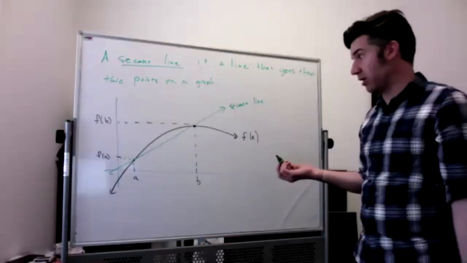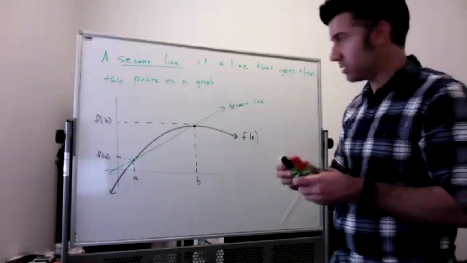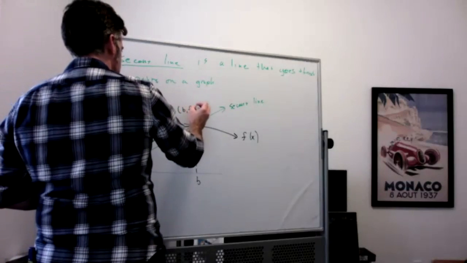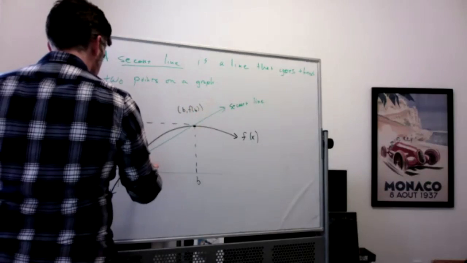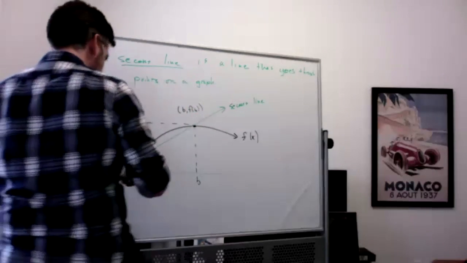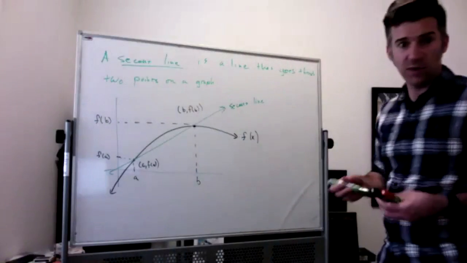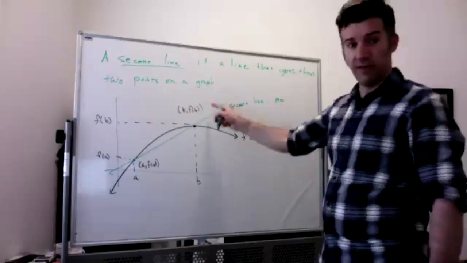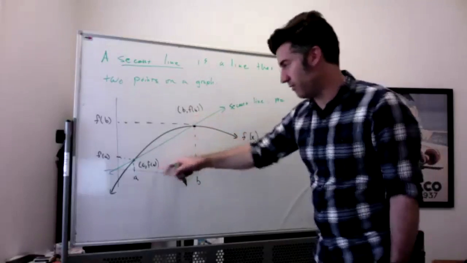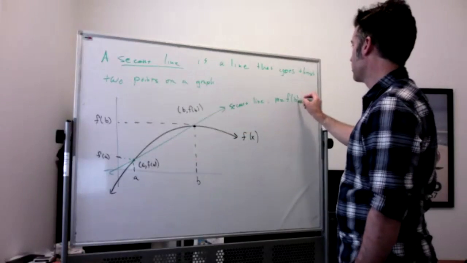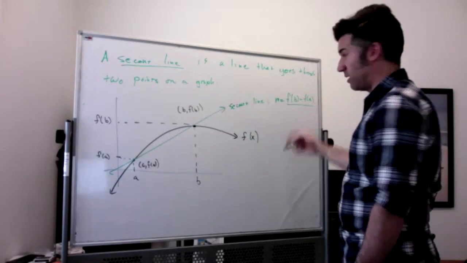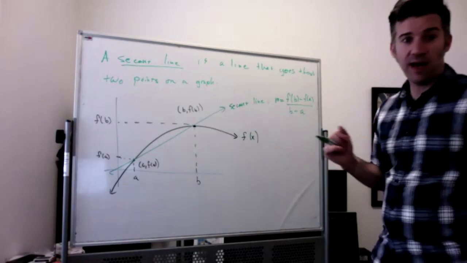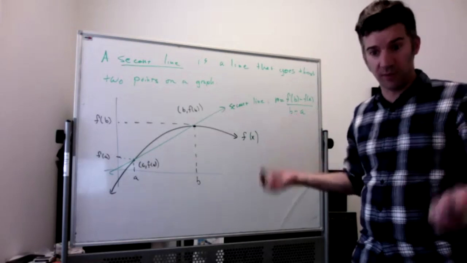And importantly here, let me label these points. This point is B comma f of B. This point is A comma f of A. The slope of the secant line, we know how to find the slope between two points. The slope is the difference in the y's, so it's f of B minus f of A, divided by the difference in the x's, which is B minus A. And that is one way of talking about the difference quotient.